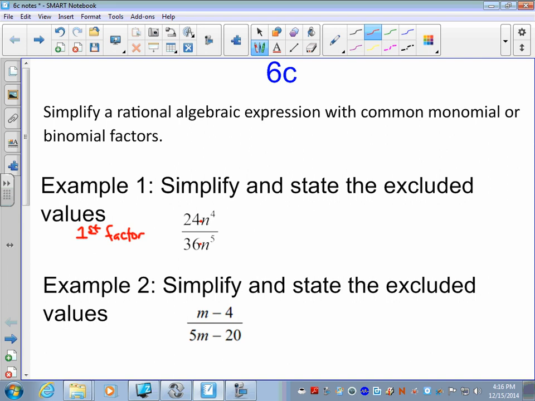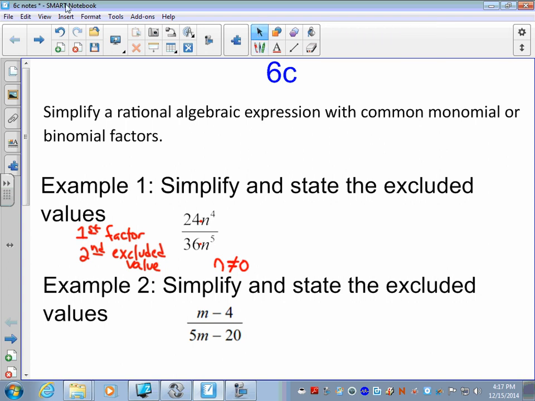Second step, put your excluded values. Excluded values are what will make the denominator 0. In this case, the only number that will make the denominator 0 is if n were to equal 0. You put 0 in for n in the denominator, and the denominator becomes 0. 0 to the fifth is 0 times 36 is 0. You cannot divide by 0 in math, so this is our excluded value. We're going to say n cannot equal 0.